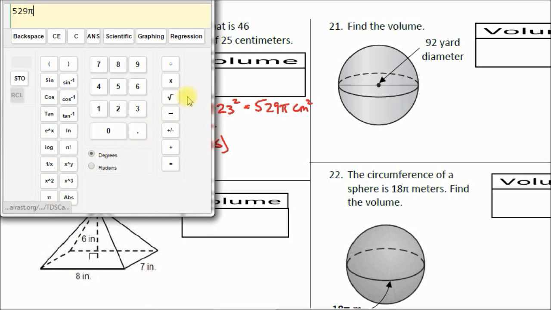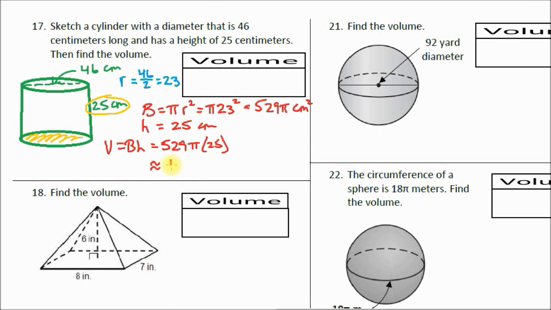529 pi times 25 equals 41547.56. We can drop the 2, it doesn't change the 6. So there's our final answer: 41,547.56 centimeters cubed. So in our box, 41,547.56 centimeters cubed. I'll continue on with number 18 on our next video.